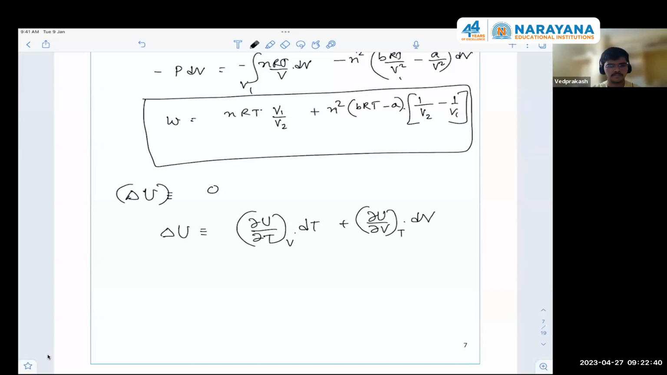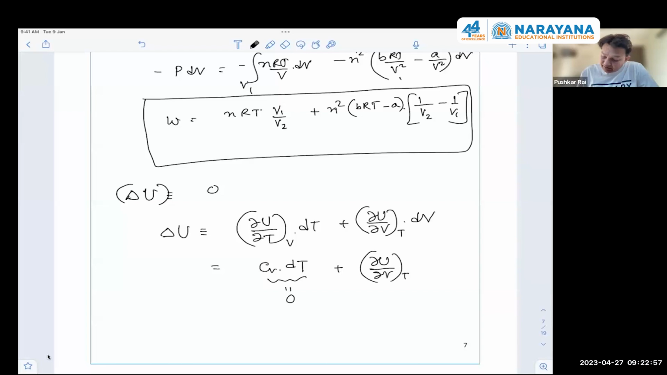Very good. So tell me, the first term is equal to what? CV dT. But it is not going to contribute because dT is equal to 0. So this is equal to 0. So the second term is going to contribute: del U by del V at constant T into dV. All right. Okay.